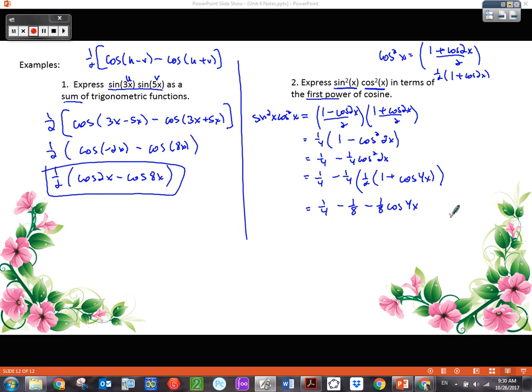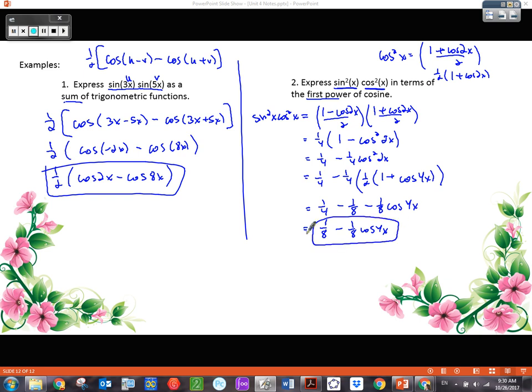Okay, do we have some like terms we can combine? Yes, right, the 1/4 and the 1/8. So let's think of this as 2/8 minus 1/8. 2/8 minus 1/8 would give me 1/8. And this would be our final answer.